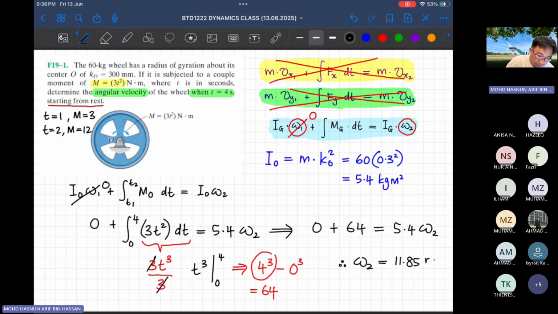11.85 radian per second. Okay, so that will be the final answer.